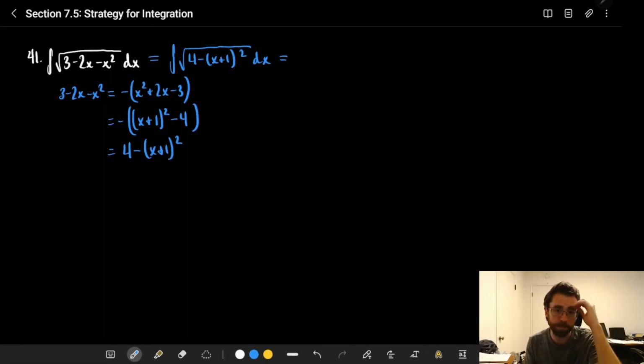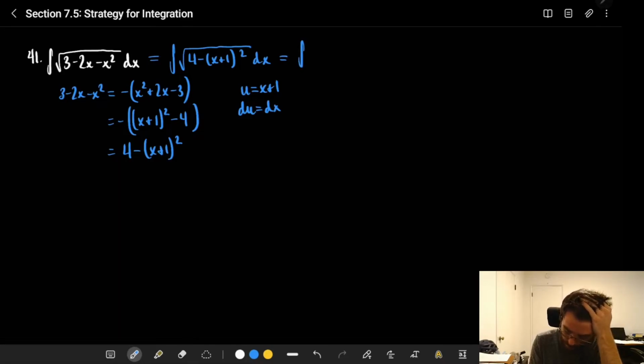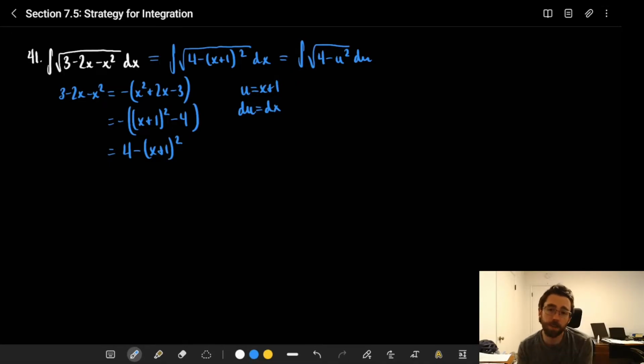Whenever you see something other than x being squared, you probably want to do a u sub. So we say u is x plus 1, du is dx. So this just becomes quite nice. Square root of 4 minus u squared du. And I mean, that you probably need a trig sub for. So this is testing many of our techniques.